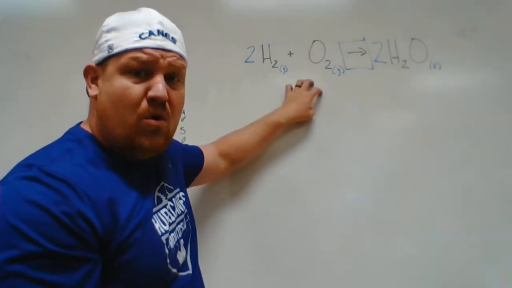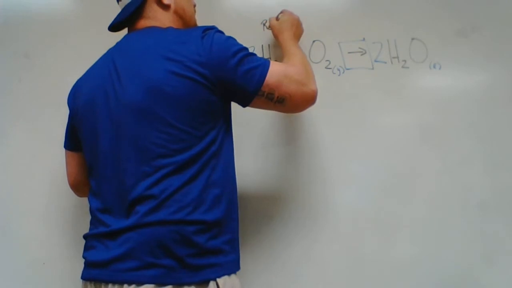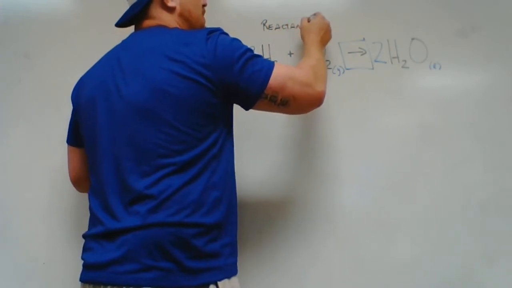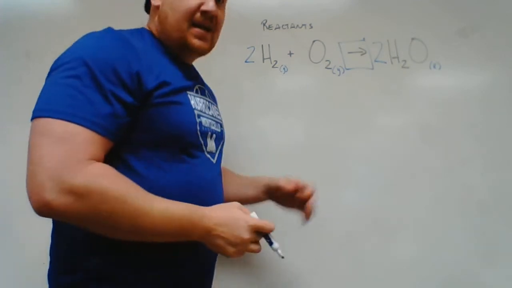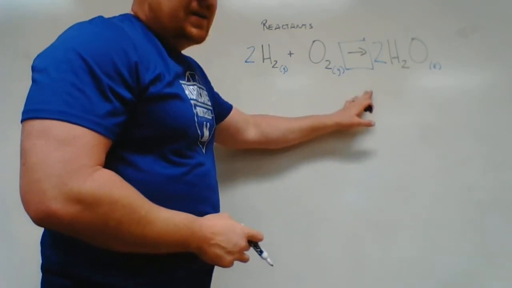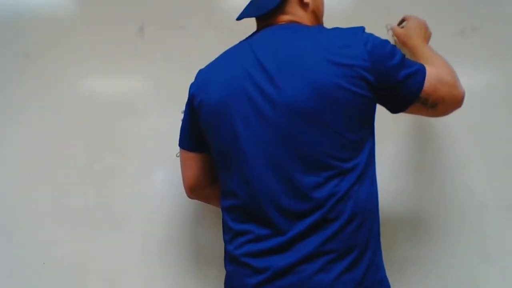So you have the before, okay? The before the reaction, this is called the reactants. They come together and they react together, things like that. This is where the reaction is actually occurring. Then over here, this is after the reaction. This is the product.